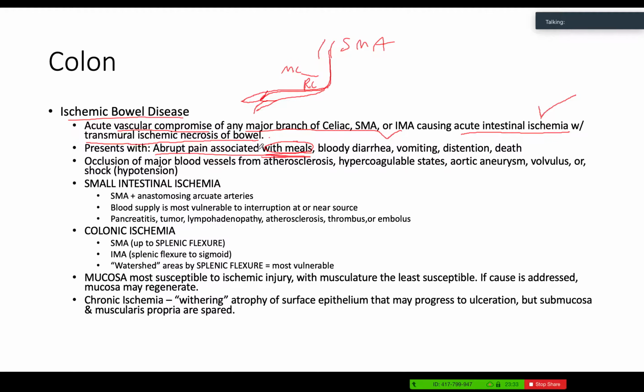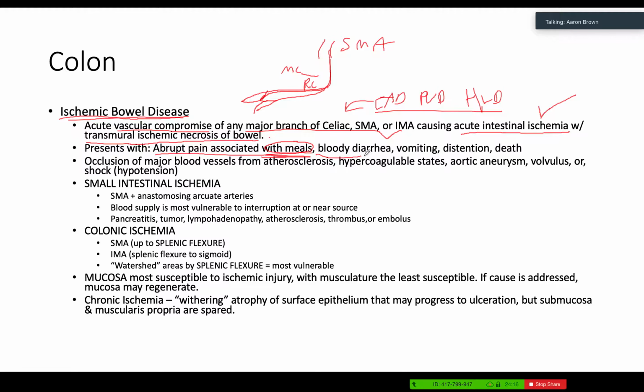And so when we talk about pain with meals, a lot of times the first thing that we jump to is, okay, this person has a peptic ulcer, GERD, something along those lines. Keep ischemic bowel disease on your differential, especially if they give you a patient with a history of coronary artery disease, peripheral vascular disease, hyperlipidemia. All of these conditions increase your risk of ischemic bowel disease, and so we should be really focused in on what our possible diagnosis can be in that case.